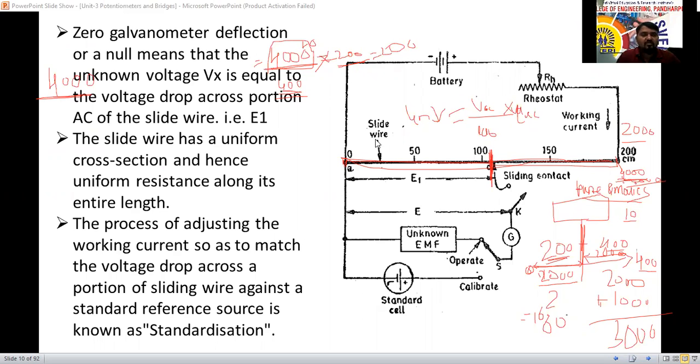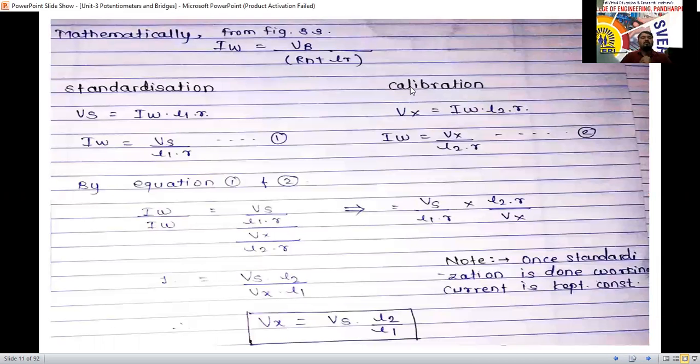So this is the formula we have used. Mathematically from the figure, the working current IW equal to Rn plus LR, they have used that one, leave this one, this formula we will use. We are going to use two methods, one is standardization, another one is calibration. So this one is for the total source voltage, this is for the unknown voltage here.